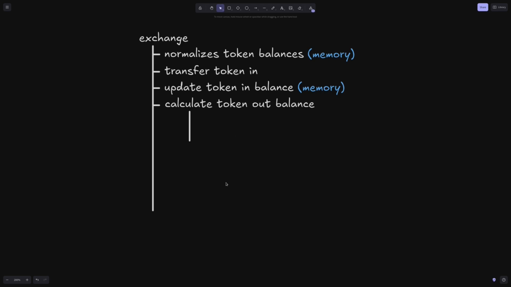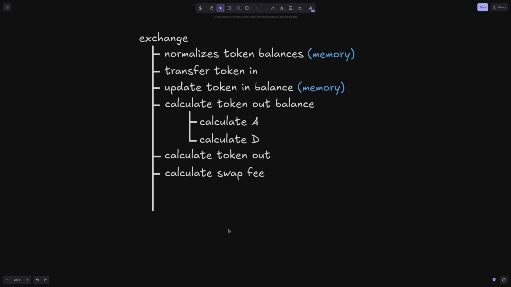The calculation of token out balance involves several steps. Two of the steps that I want to highlight here are the calculation of the A parameter and the calculation of liquidity D. Once the new balance for the token out is calculated, we can now take the difference of the new token out balance minus the old token out balance to calculate the amount of token that will go out. In Curve V1, swap fees are taken out of token out.